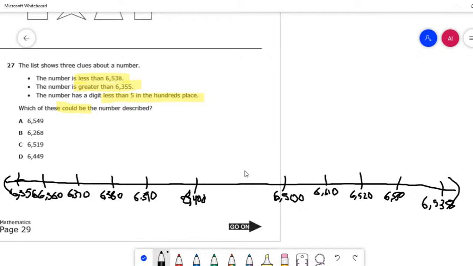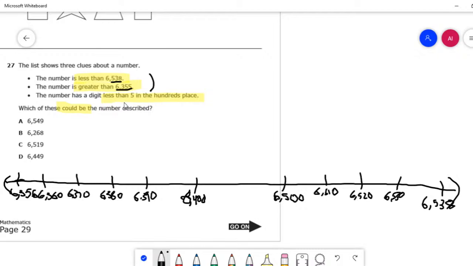And we can have pretty much any number that's 6,400 anything here. We can have 6,400, 6,412, 6,499. It could be anything. So far, we've only looked at these two clues. These two clues tell us what's the largest number, 6,538, and what's the smallest number, 6,355. Now let's look at the third clue.